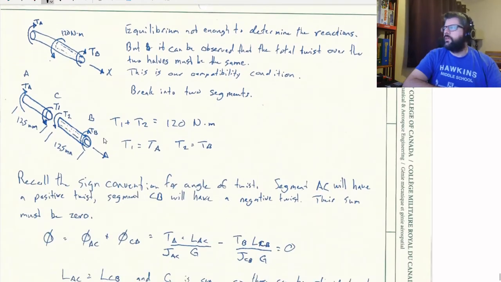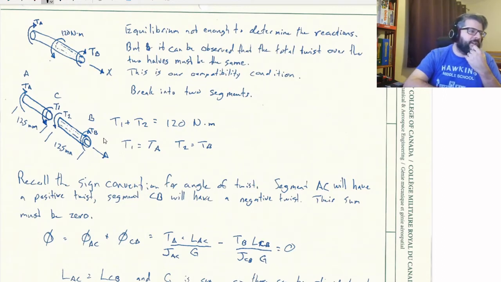So again, equilibrium is not enough to figure out what these reactions are. We'd have two unknowns and one equation, so yeah, we're a bit out of luck if all we did was the statics portion of 231. But fortunately, we've learned more. So what we do know is that the total twist over the two halves must be the same.